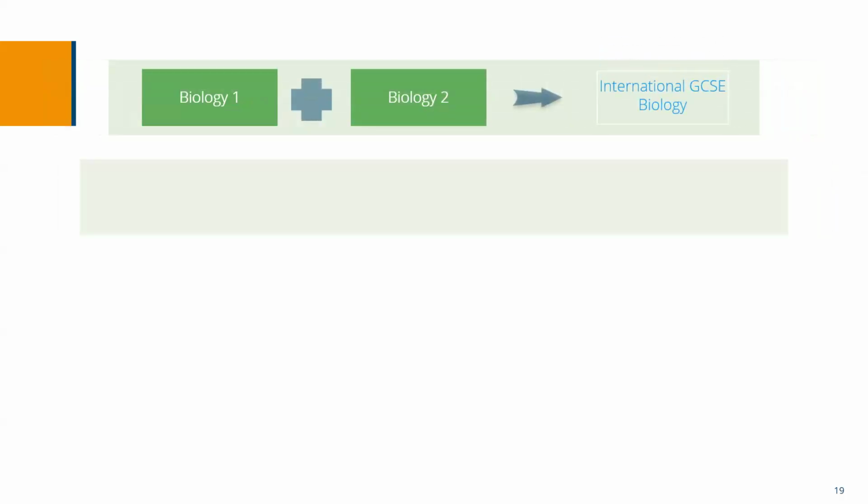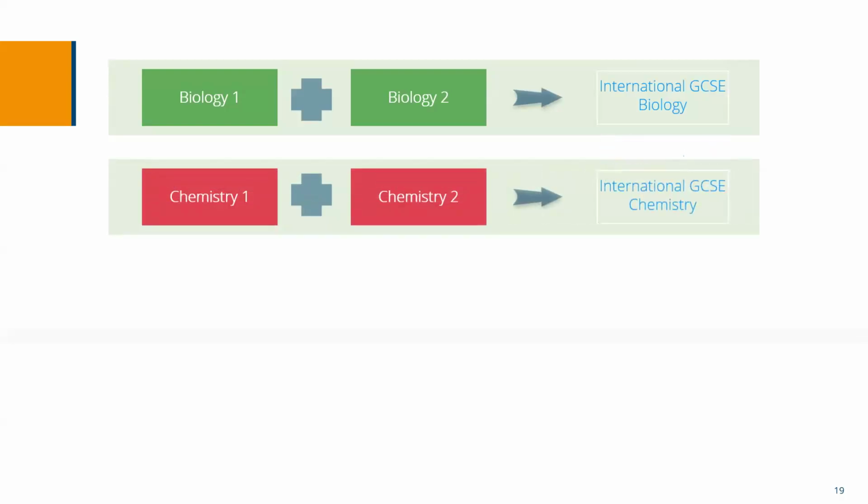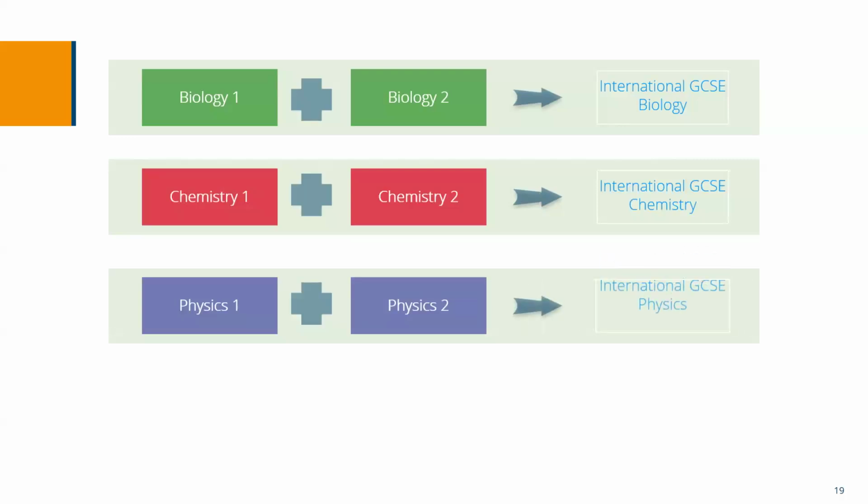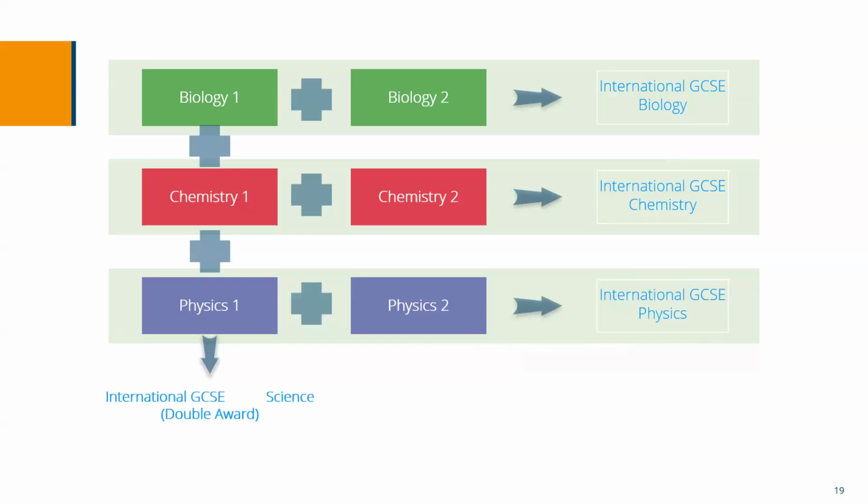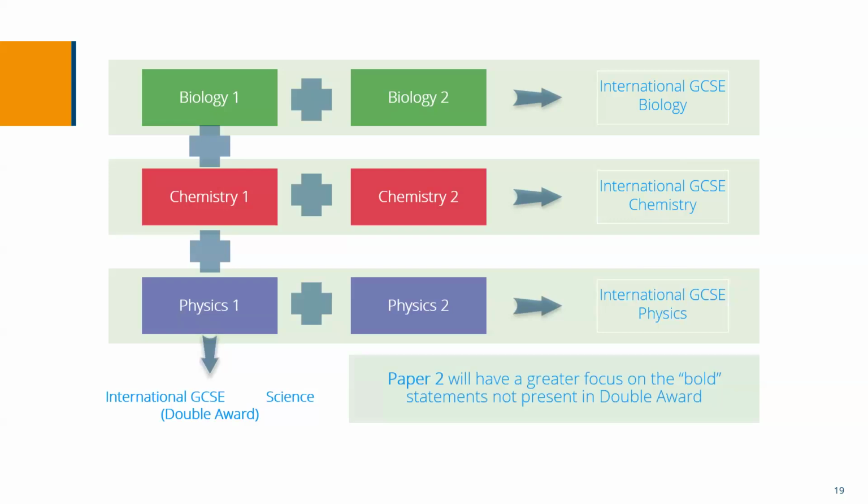So just to summarize what I was saying then, when you take biology paper 1 and biology paper 2, you have a GCSE biology qualification. And that's the same for chemistry and it's the same for physics. However, you can enter for double science, in which case you just take the biology paper 1 and you've only learned the stuff that is not in bold in biology. Ditto for chemistry, ditto for physics. You cash in those 3 qualifications and that is your double award science worth 2 grades.